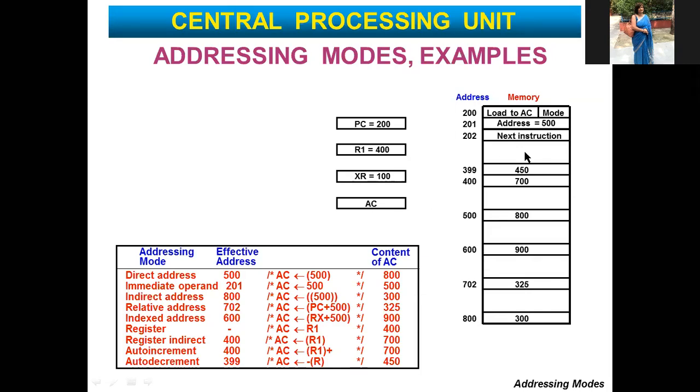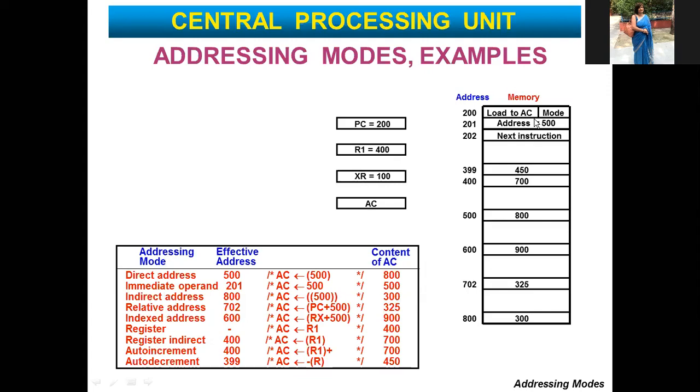Based on this given data, you are given this memory. It will be given in your question, and similarly values of all registers will be given in a question, and you have to find out the value of effective address and the content of AC in case of different kinds of addressing modes. We will start one by one.